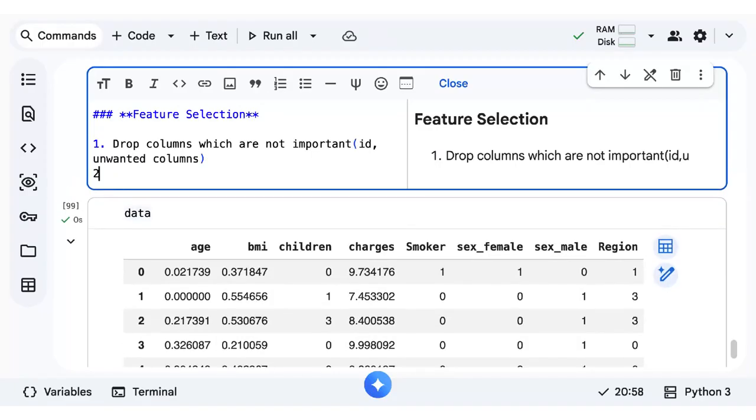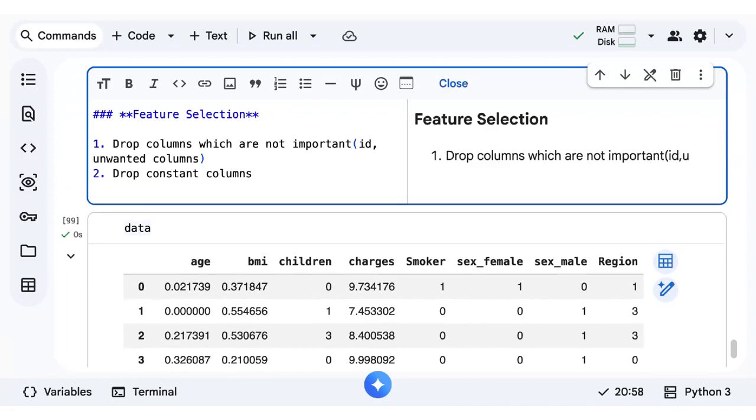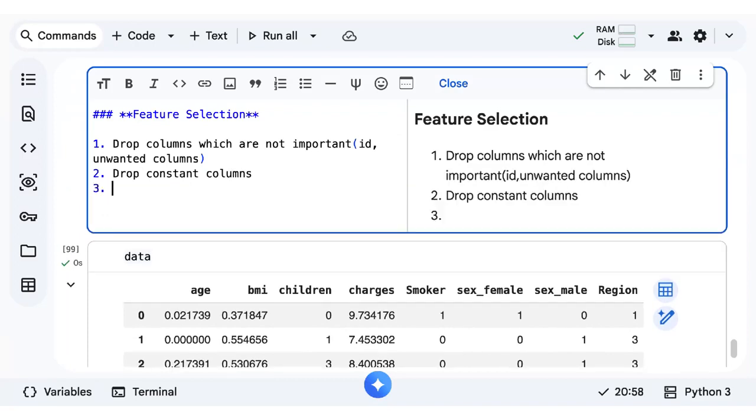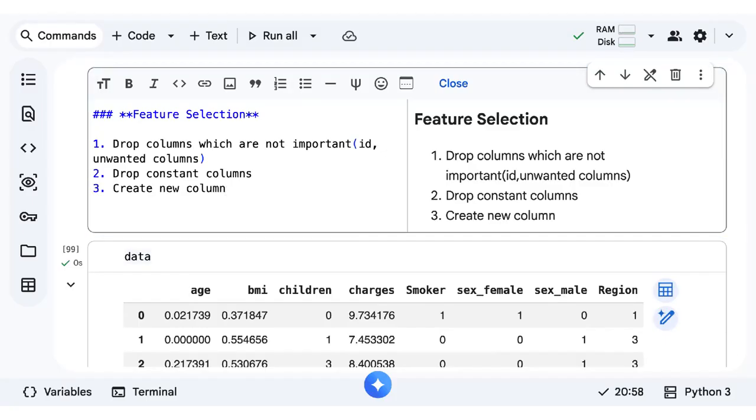Second thing, you have to drop constant columns. No point in including columns which have constant values, right? And also, if required, you can create new columns as well. Let's say you have a date column. What if you want to create a year column? Or, according to scenarios, what if you want to create some new columns using formulas? You can do that, but for this data, not required.